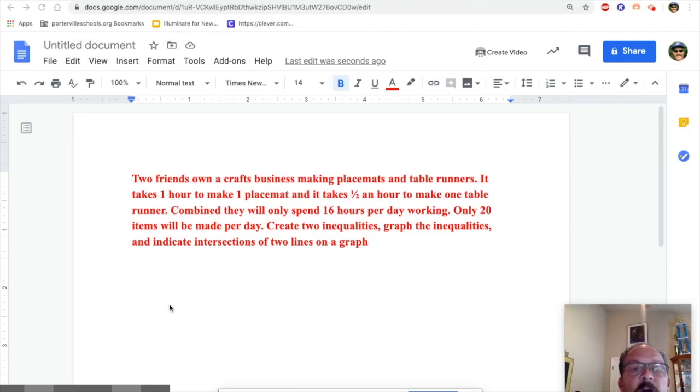Two friends own a craft business making placemats and table runners. It takes 1 hour to make one placemat and a half hour to make one table runner. Combined, they will only spend 16 hours a day working. Only 20 items will be made per day. Create two inequalities and graph the inequalities and indicate the intersection of two lines of the graph.